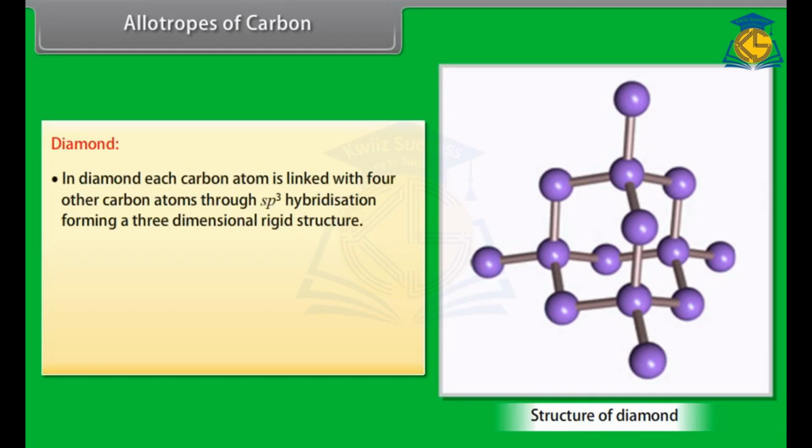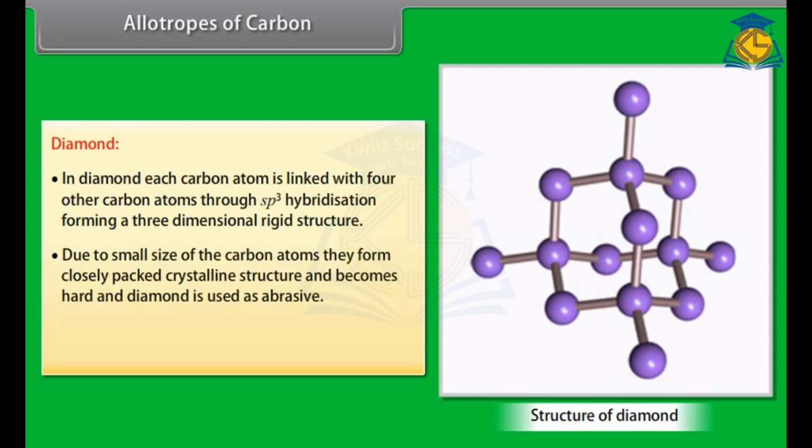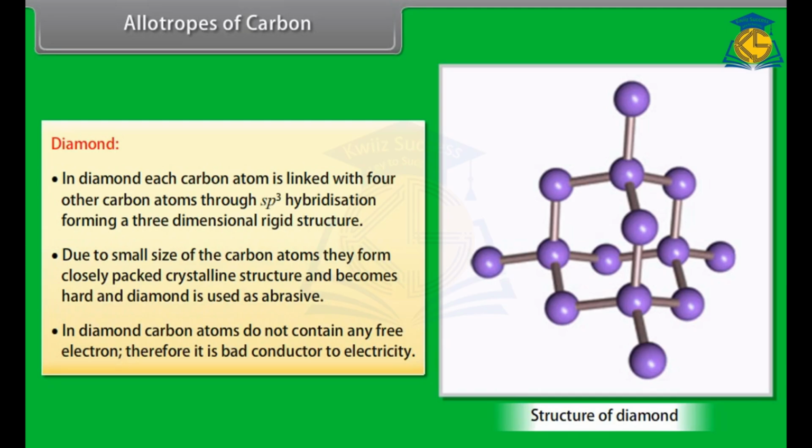Diamond. In diamond, each carbon atom is linked with four other carbon atoms through sp3 hybridization, forming a three-dimensional rigid structure. Due to the small size of the carbon atoms, they form a closely packed crystalline structure and become hard, and diamond is used as an abrasive. In diamond, carbon atoms do not contain any free electron. Therefore, it is a bad conductor of electricity.